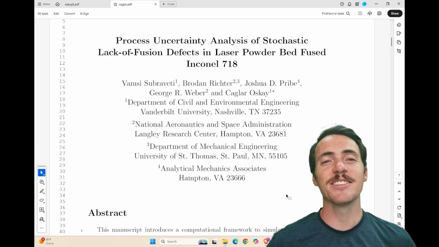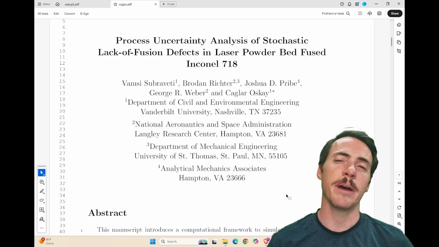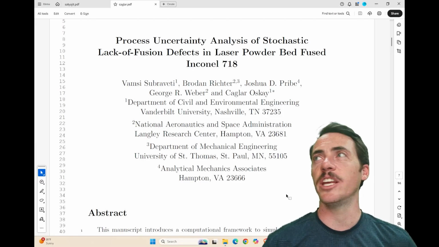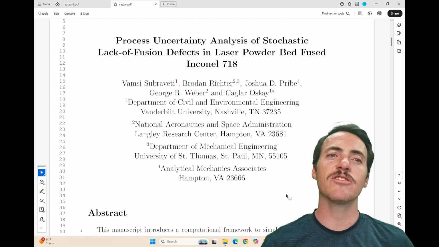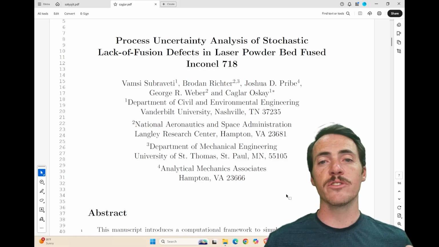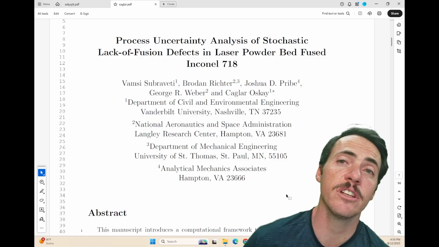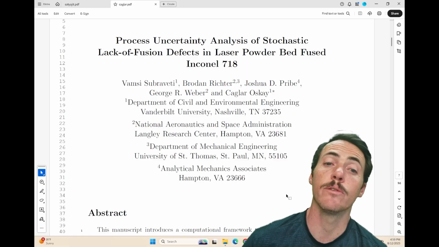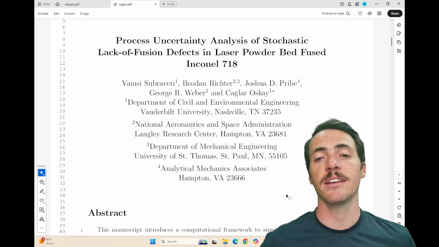This is all about defects in laser powder bed fusion. Specifically, we're looking at Inconel 718, and we're looking at stochastic lack of fusion defects. This work comes to us from various researchers, Kegler-Oskay's group at Vanderbilt University, but also with researchers at NASA, University of St. Thomas, and Analytical Mechanics Associates.